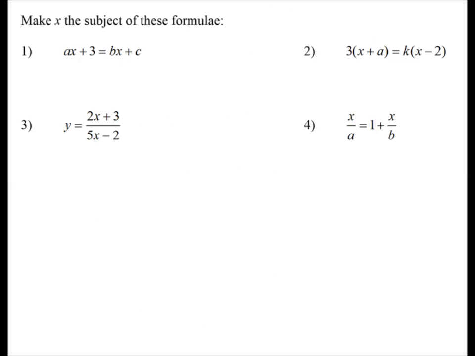Alright, so here are some more questions. Again, each of these have multiple x's, so be careful as you're working through it. Try to get all your x's on one side so you can factorise. On question 3, your x's are already on one side, but we have fractions in there, and again, we don't like having fractions, so you need to get rid of a fraction first by multiplying both sides by 5x minus 2, and then you can do your factorising.